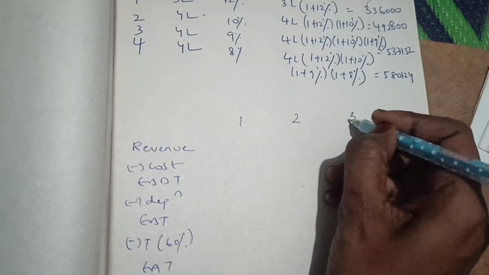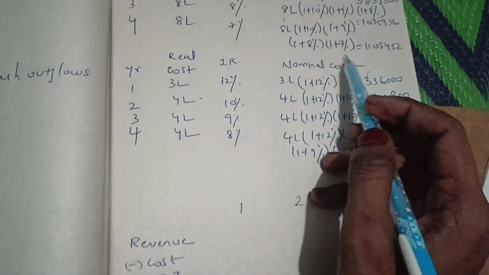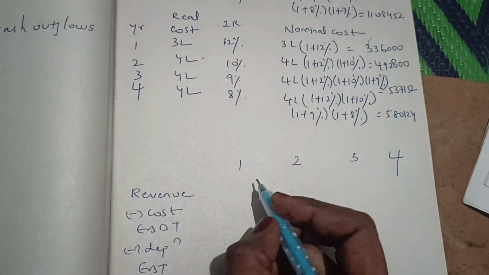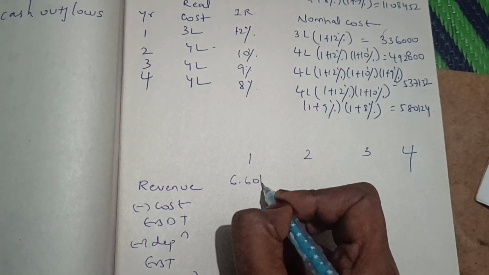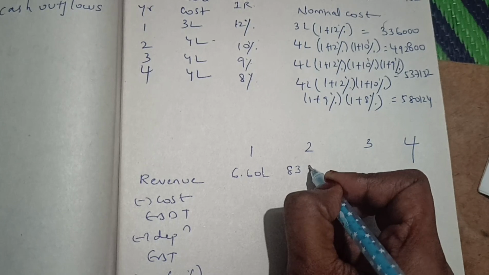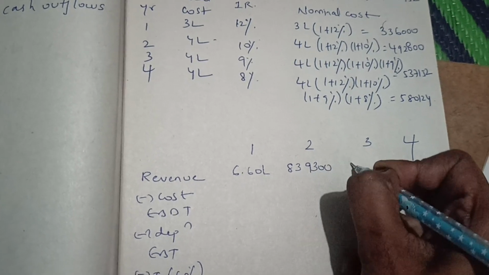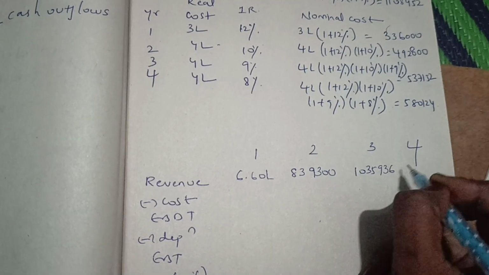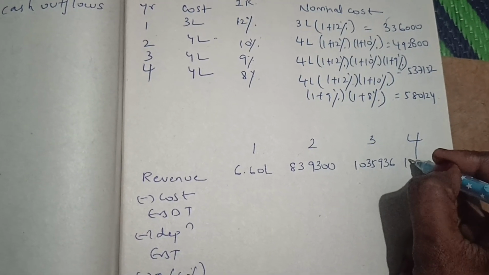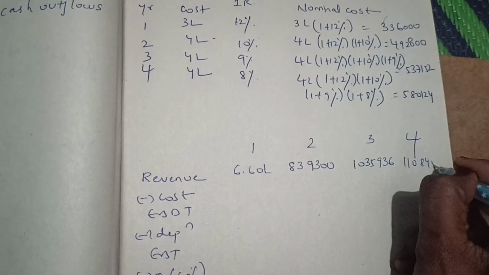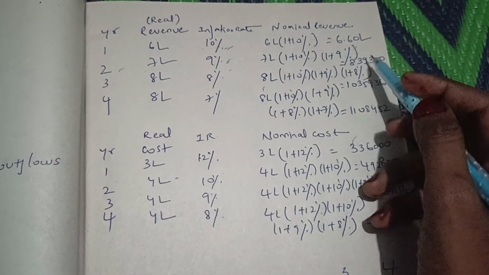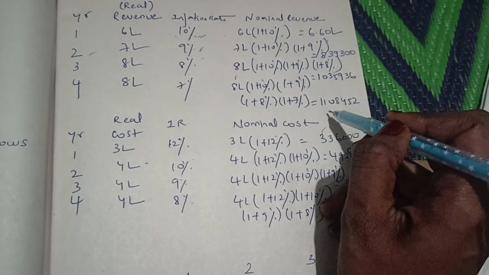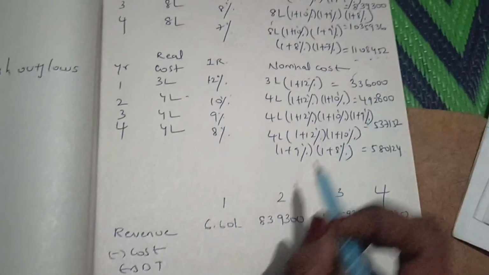How many years do we have? We have 4 years. Now, nominal revenue we got is 6,60,000. So I am writing here 6,60,000. For the second year, it is 8,39,300. For the third year, it will be 10,35,936. For the fourth year, 11,08,452.